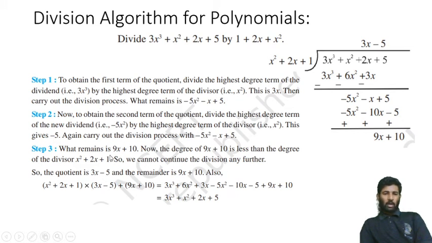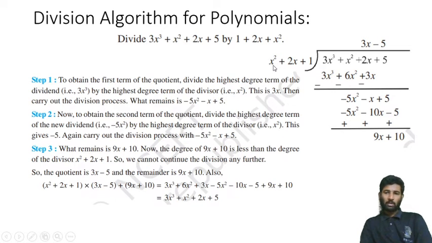What remains is 9x plus 10. Now the degree of 9x plus 10 is less than the degree of the divisor, so we cannot continue the division further. Now simply what your first step is, you have to divide the highest degree term of the dividend with the highest degree term of the divisor, right?